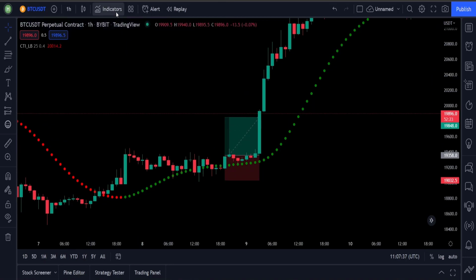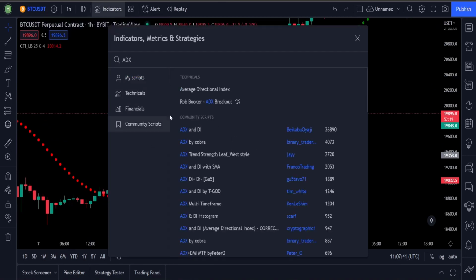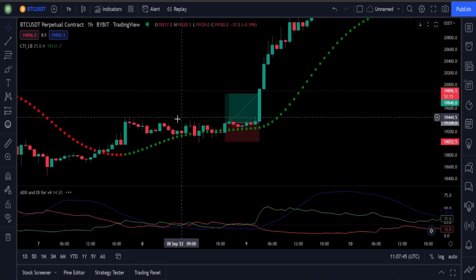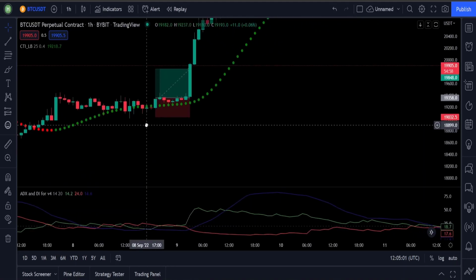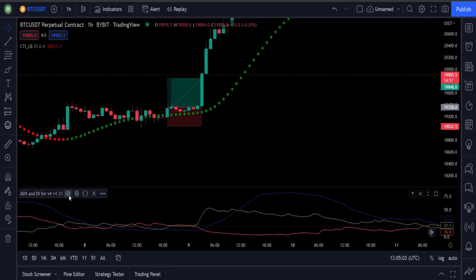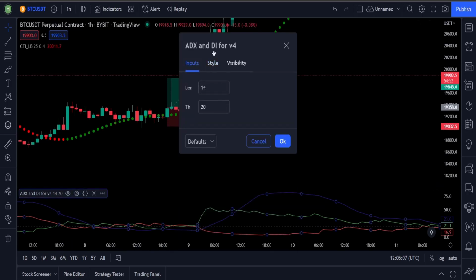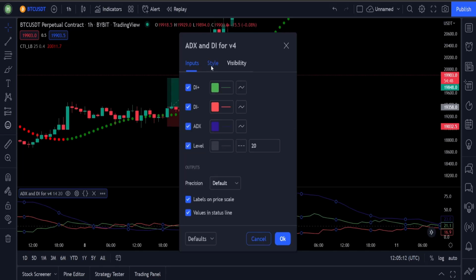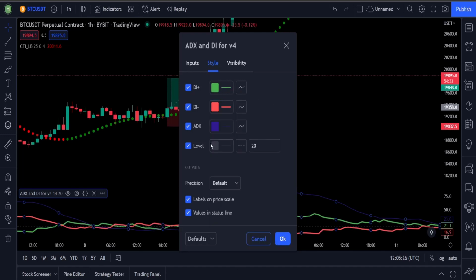However, we still need to have a double confirmation for our entries, and for that we need to add the second indicator. So we're going to search for ADX and DI. This indicator will prevent us from taking low-quality trades, but bear in mind you will get fewer trade entries. I'm not going to change the inputs for this indicator. Let's keep them on default. However, we need to change the thickness of the lines so that we can see them better. Okay, now the strategy is complete.